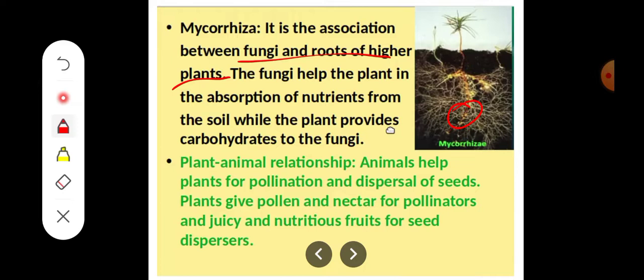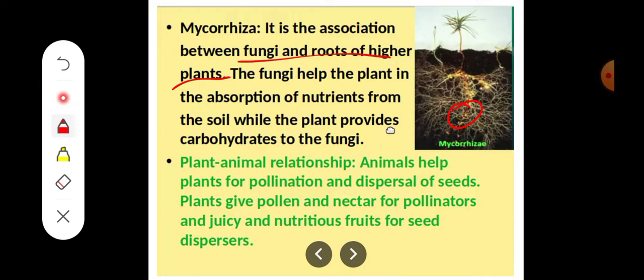Okay, very specific, right? We are able to find different types of mutualism in plant and animal relationships, and evolutionarily they have evolved some characteristics also for this mutualism. So let us see how it is done.